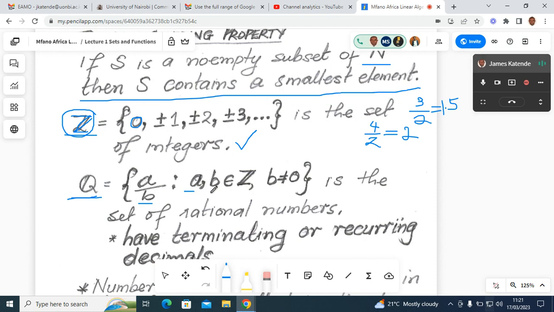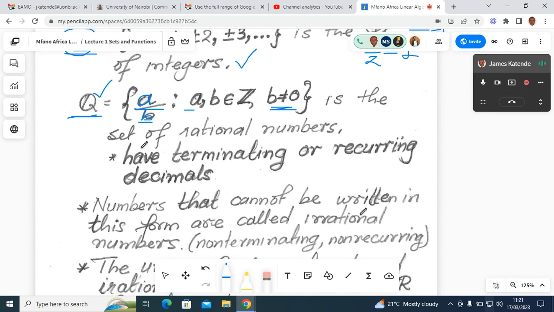And this will be the set of numbers which can be written as a quotient of two integers, a and b, where b is not 0. So this gives us the rational numbers. When you write out the rational numbers as decimals, you have two options. Either the decimals will terminate or they will recur. So you have seen this example.